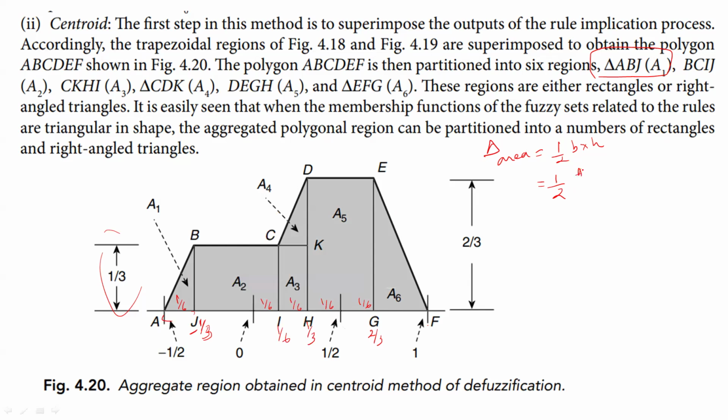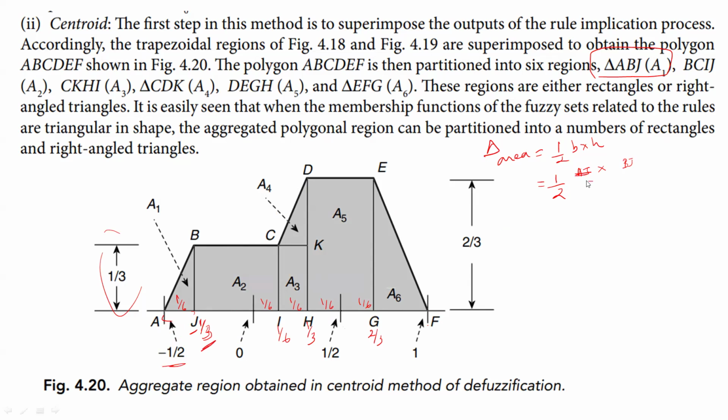Okay, basically the base is AJ into the height, which is the line segment BJ. So what is AJ? We'll just map it out here. AJ is the length, where the first endpoint is minus 1 by 2 and the second endpoint is minus 1 by 3.